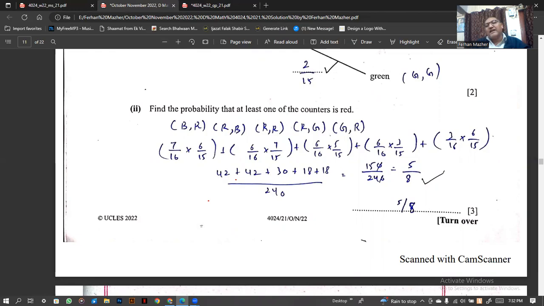So the LCM will be 240. So you will have 42 plus 42 plus 30 plus 18 plus 18 in the numerator. So you will have 150 divided by 240. So that will be equal to 5 by 8. So 5 by 8 is the answer.